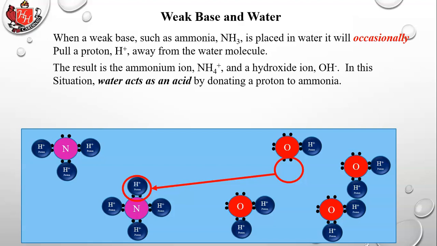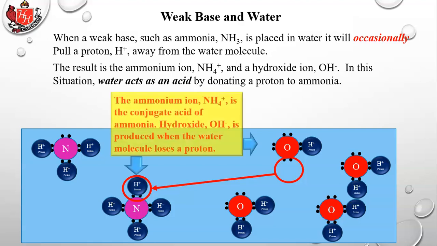Remember, it's right in the middle of the pH scale, 7. So it can either react with a base and act as an acid, or it can react on the acid side by accepting a proton and becoming a base. It can be either one. It just depends on what it's reacting with. The ammonium ion NH4+ is the conjugate acid of ammonia. Hydroxide OH- is produced when the water molecule loses a proton.